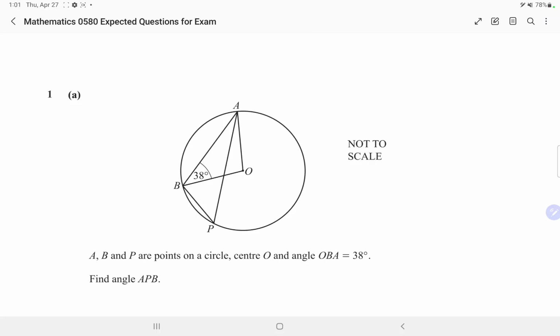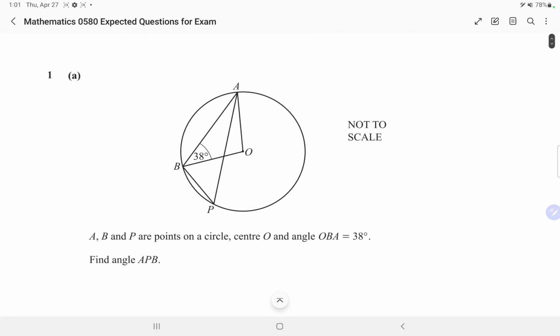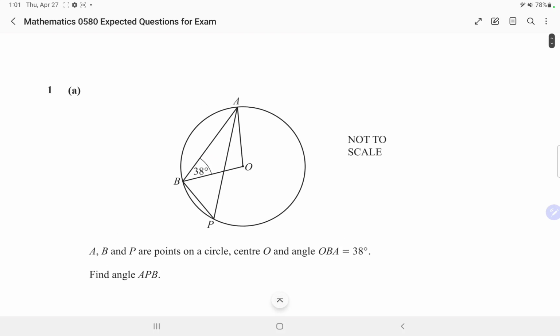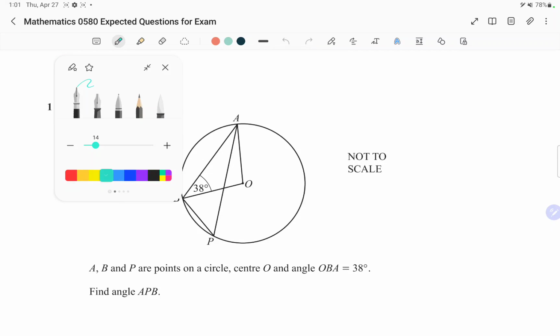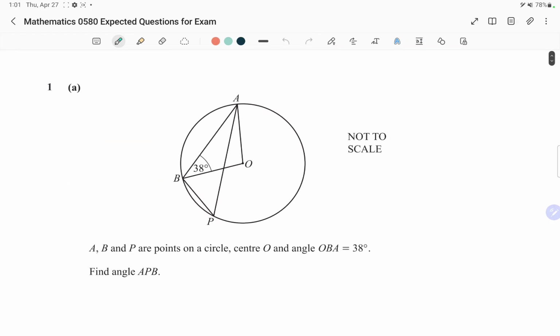So welcome back guys. Here we are going to learn very important questions related to mathematics 0580 for IGCSE. So let's just start with question number 1 that says A, B and P points are on the circle with center O, and the angle OBA is given to us. Now we have to find angle APB. Okay, APB, this angle we need to find.